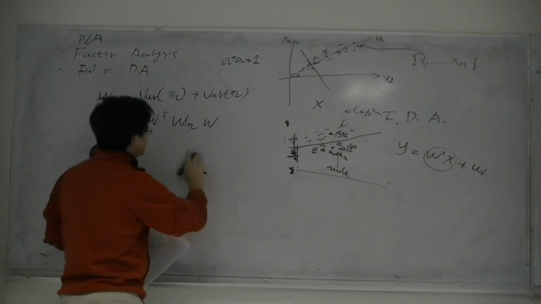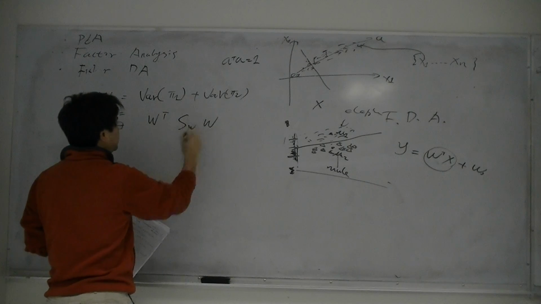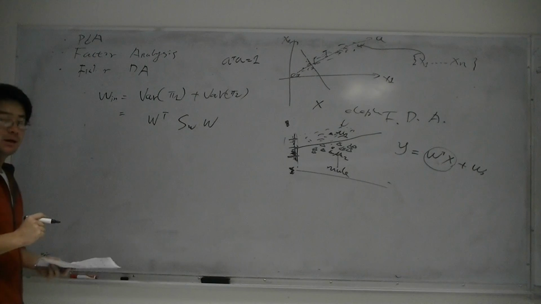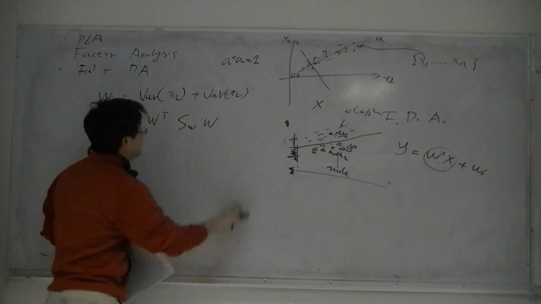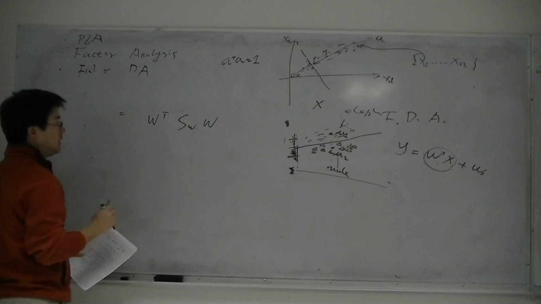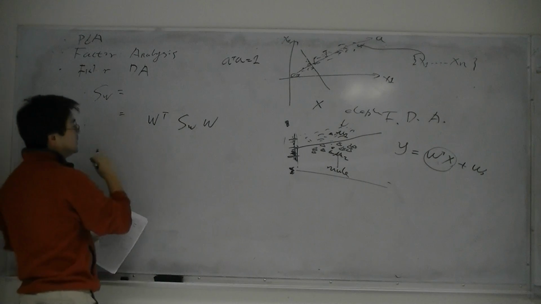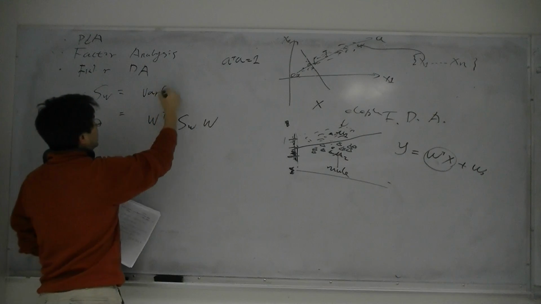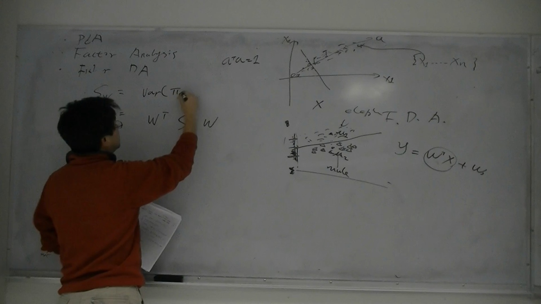Okay, if it's confusing, I just switch it to S, W. What's the SW? SW here is, I just erased it. So you can think of it as a summation of variance of each group.